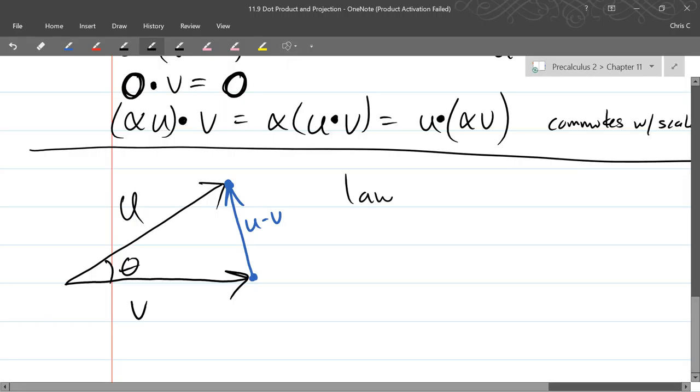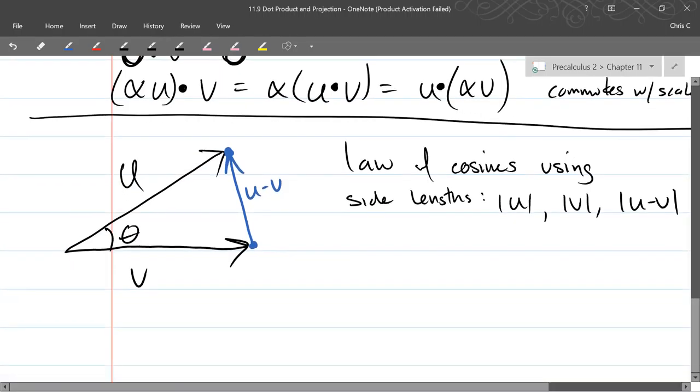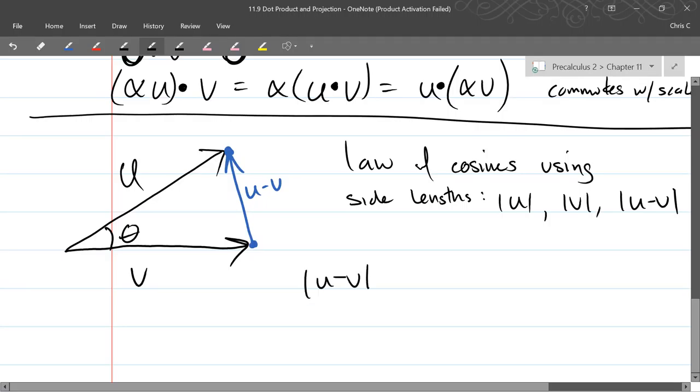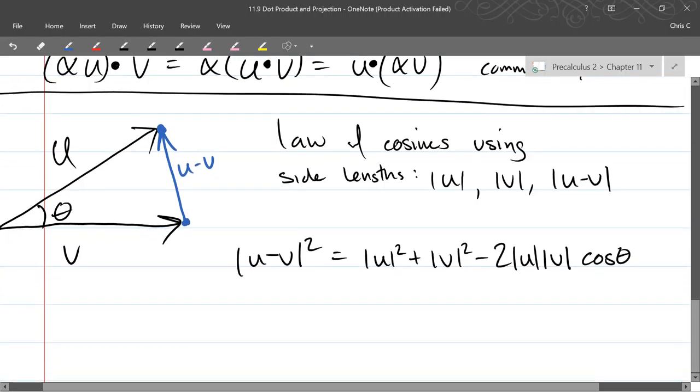So we're about to apply law of cosines. And of course, we need to be using the side lengths, which are going to be magnitude u, magnitude v, and magnitude u minus v. Those are the side lengths right there. So a law of cosines, the square of one side equals the sum of the squares of the other two, minus 2 times their product times cos theta. Hopefully that's right. Cos theta. Yeah, so that is law of cosines right there. I think we used little a, b, and c before, and then big A, B, or C for the angle that we're using. So we just had to switch that up a little bit here.